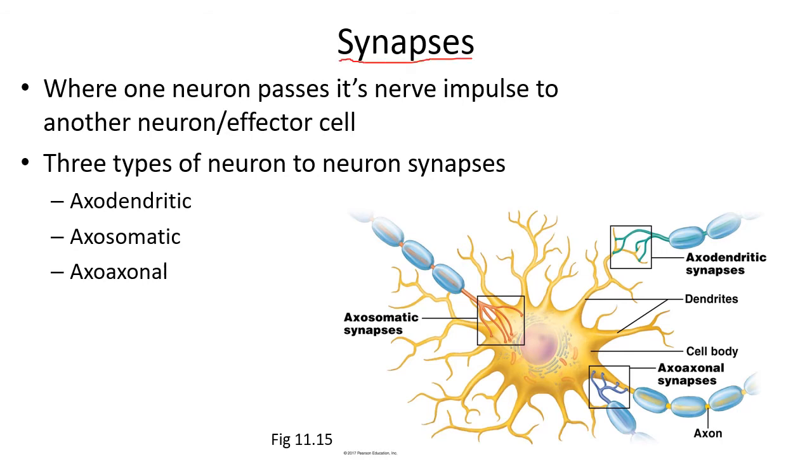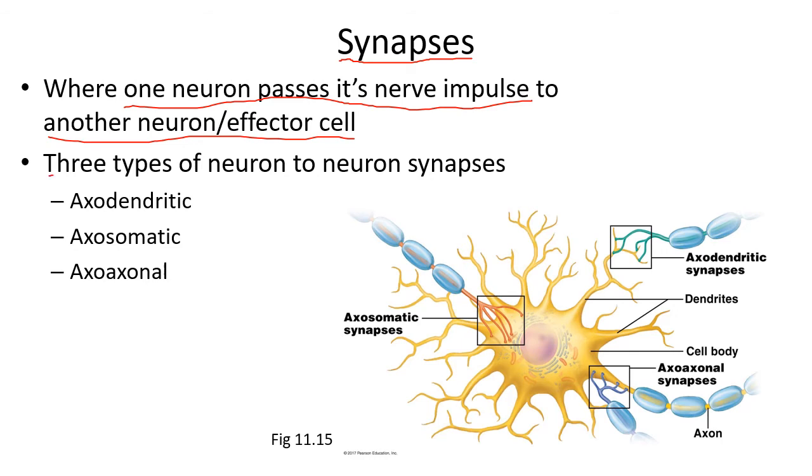So we end up with what's called a synapse, which is basically that connection point. It's where nerve cells are going to talk to each other or talk to some sort of effector. So when one neuron passes its nerve impulse to another neuron or effector cell, that point of, I don't want to say contact, because it's not really touching, and we'll see that coming up, it's where the signal is going to pass from one to another.